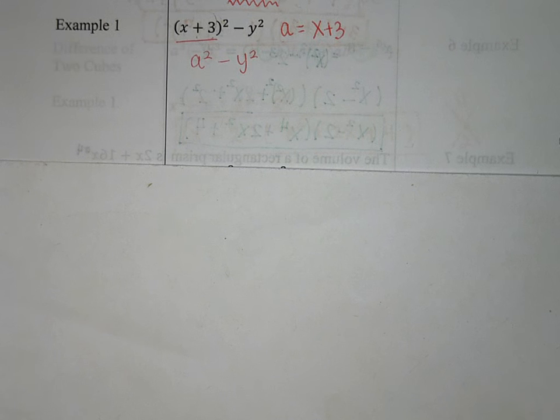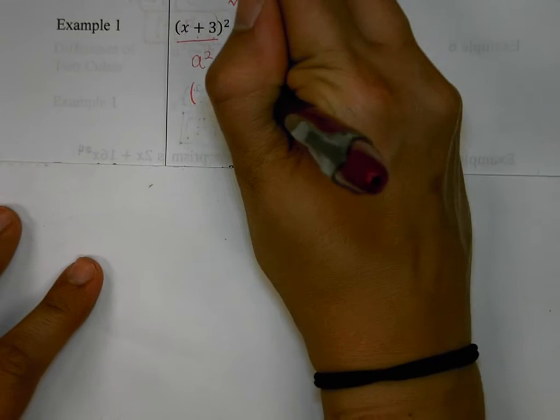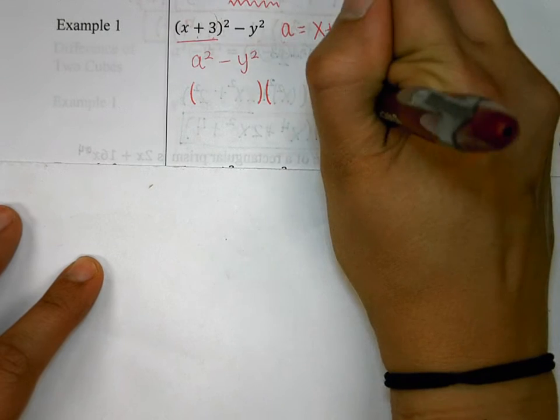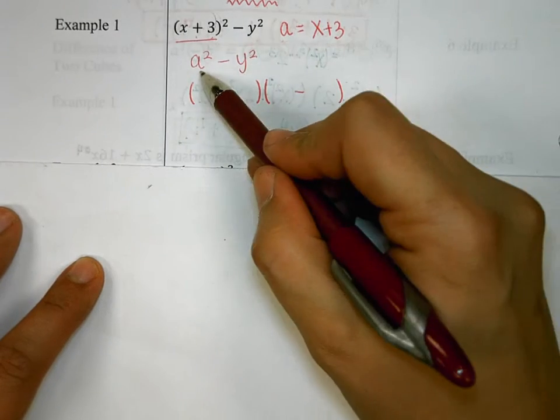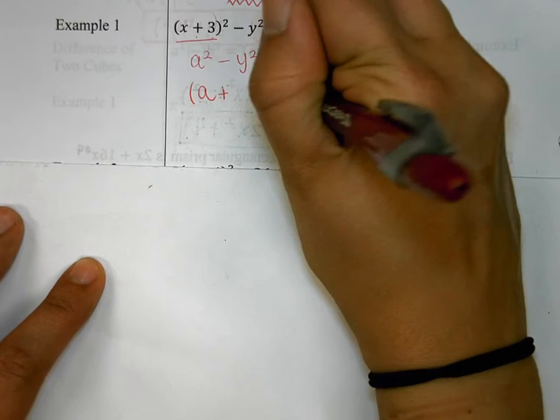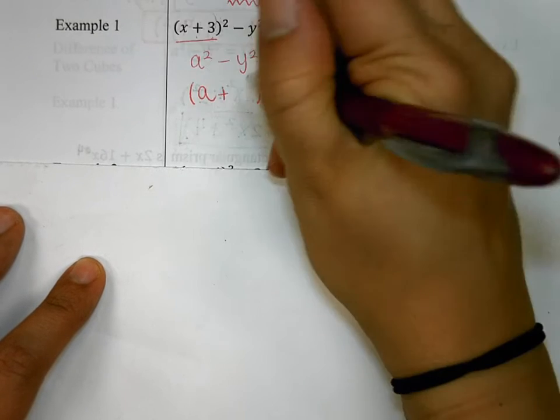Now this looks like something we can do. This is a difference of two squares. So let's set up our difference of two squares. One is addition, one is subtraction. The square root of a squared is a, and the square root of y squared is y.